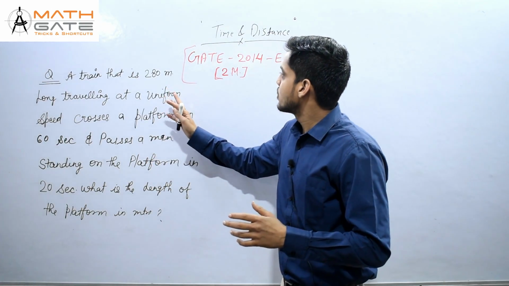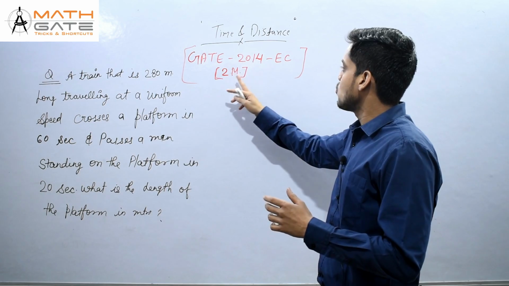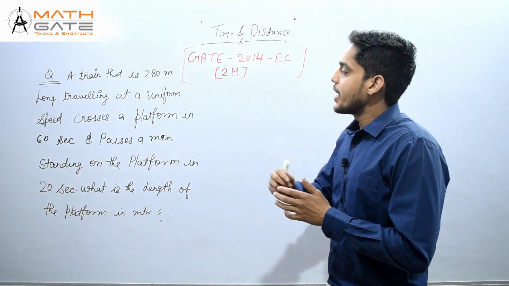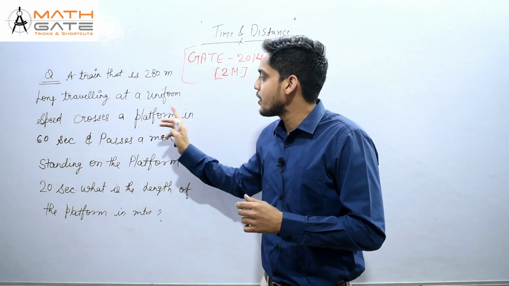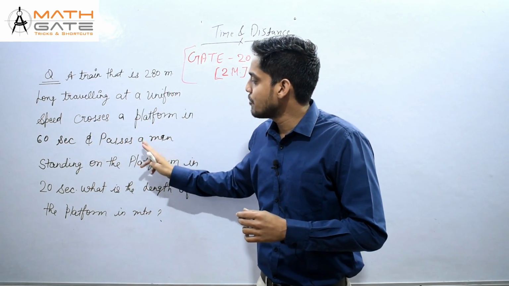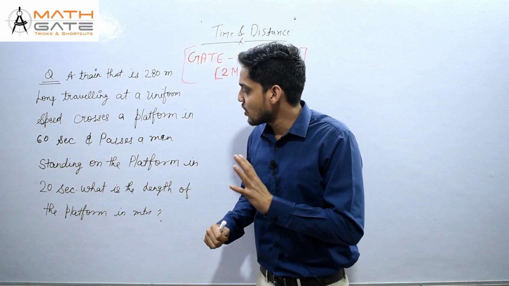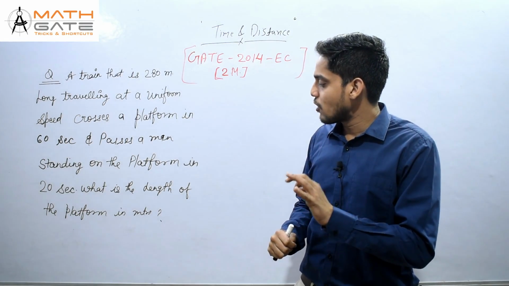Let us see the next question, which was asked in GATE 2014, 2 marks, and the branch was CE. A train that is 280 meter long, traveling at a uniform speed, crosses a platform in 60 seconds and passes a man standing on the platform in 20 seconds. What is the length of the platform in meters?